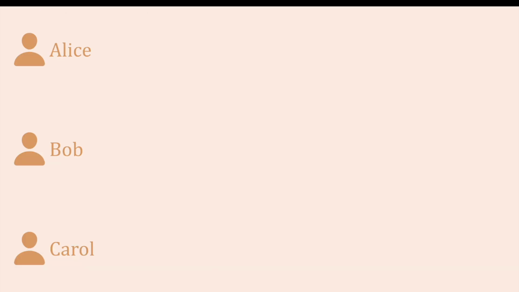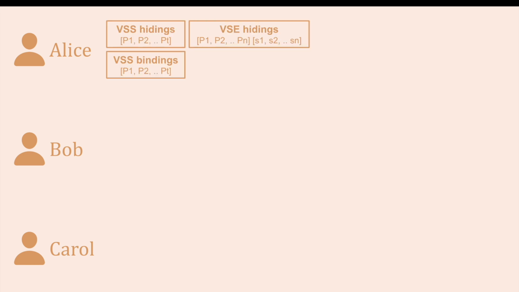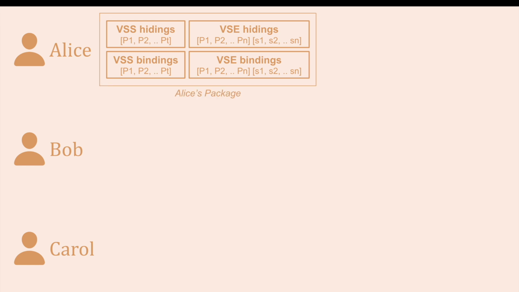And so in the DKG setup, we've got Alice, Bob, and Carol. This is the DKG setup I'm describing, and we use DKG for both keygen and nonce gen. So it's a generic protocol, right? When we run DKG, say we've got 3 participants, to keep things simple, Alice, Bob, and Carol. And Alice creates her own package. As you can see, this package has VSS bindings, VSS hidings, VSC hidings, and VSC bindings.